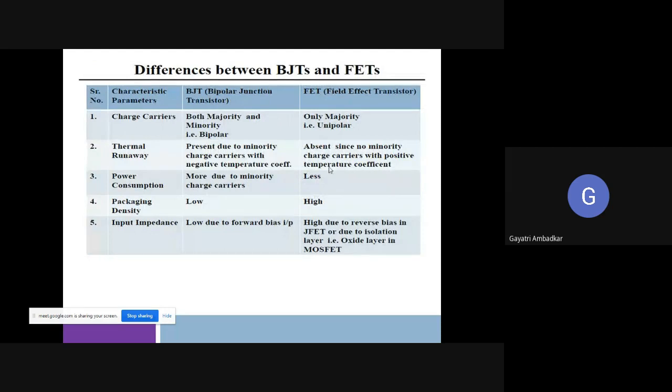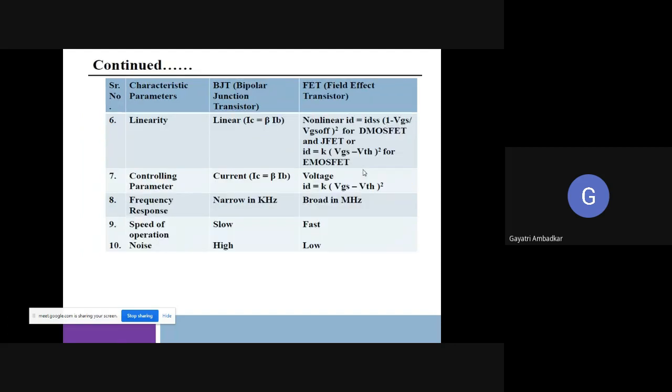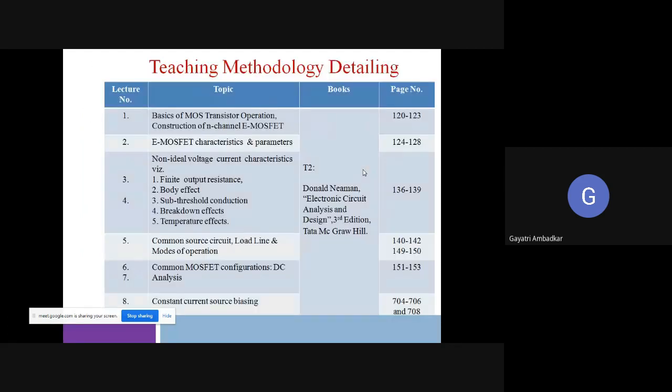Yeah, thermal runaway. We have discussed thermal runaway also, that it takes place in BJT and because of absence of minority carriers, FET does not suffer from the thermal runaway problems. Okay. Yeah, so we have started with the discussion of construction of MOSFET.